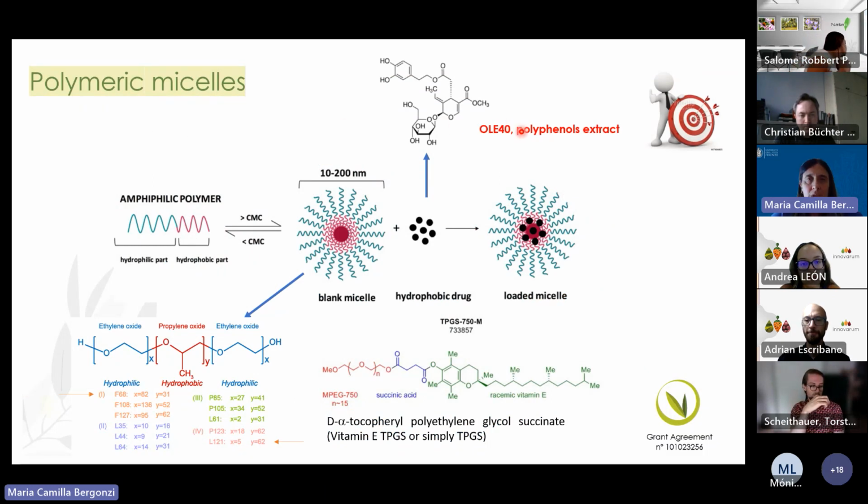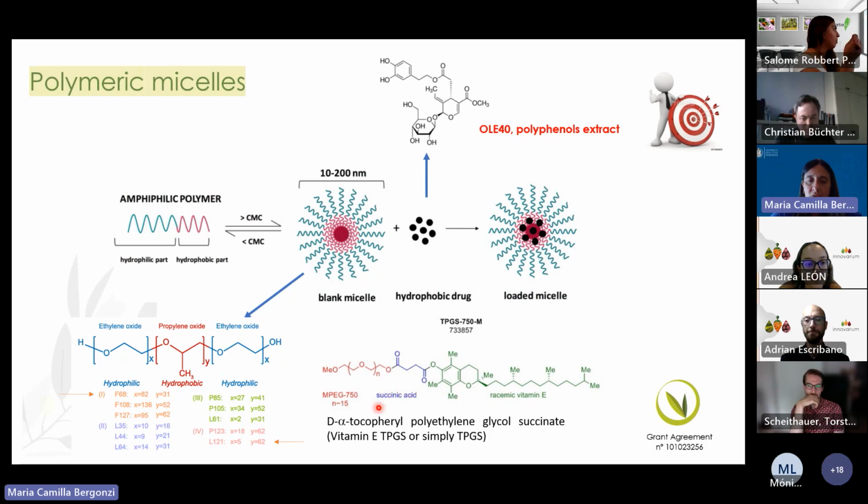Other nanocarrier nanoformulations were developed for OLEAF4VALUE. OLEAF4VALUE is an extract enriched in oleuropein, an enriched extract containing polyphenols, and the polymeric micelles are colloidal system aggregates constituted by amphiphilic polymers. In this case, we tested different amphiphilic polymers to improve the solubility, but particularly also the stability, of OLEAF4VALUE. We selected in particular poloxamers or Pluronics, which are amphiphilic polymers constituted by ethylene oxide as hydrophilic portion and propylene oxide as lipophilic portion.